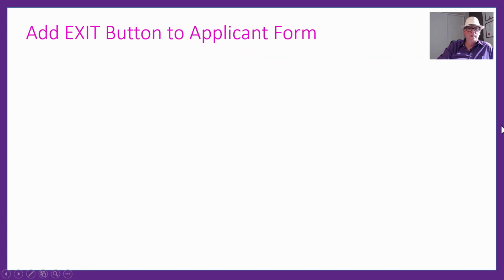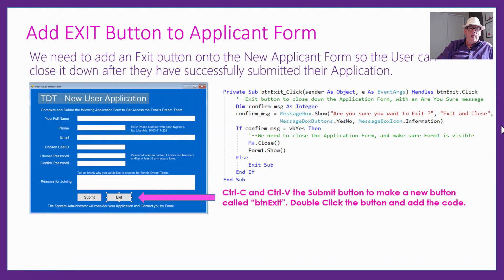Okay, so that's pretty much it. Now, just a couple of housekeeping things. Once we've had someone do an application and then that submit button's disabled, they're finished. So we need to get them to exit out of this form. So just Control-C, Control-V, the submit button across to here, and just in the text property, call it exit and rename it BTN exit up the top.